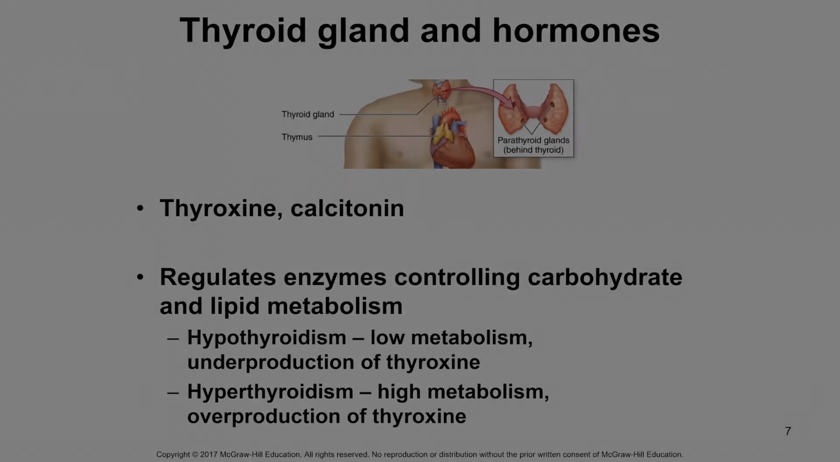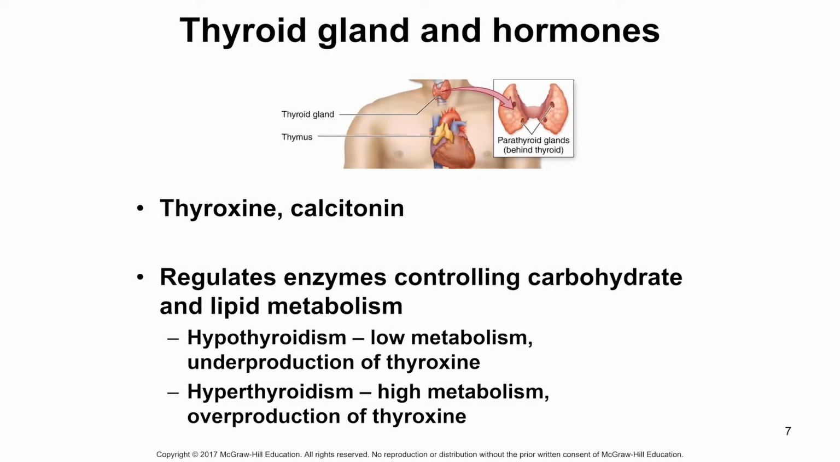Now, 2 of the hormones that we're going to talk about that are produced in the thyroid gland are thyroxine and calcitonin. And thyroxine and its derivative triiodothyronine are involved in the regulation of the basal metabolic rate. So they regulate enzymes that are involved in carbohydrate and lipid metabolism.